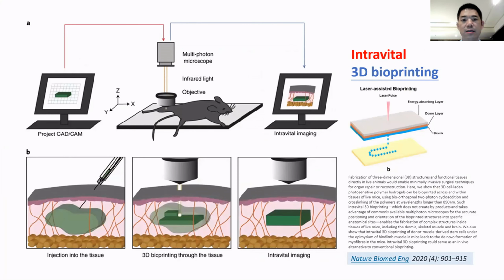In this case, it shows that the material for scaffold formation can be injected first into the live body, and then it can be photosensitized by a laser outside the body. When the raw material receives the energy of the laser, it will form into our targeted structure of the scaffold. So we call it intravital 3D bioprinting.